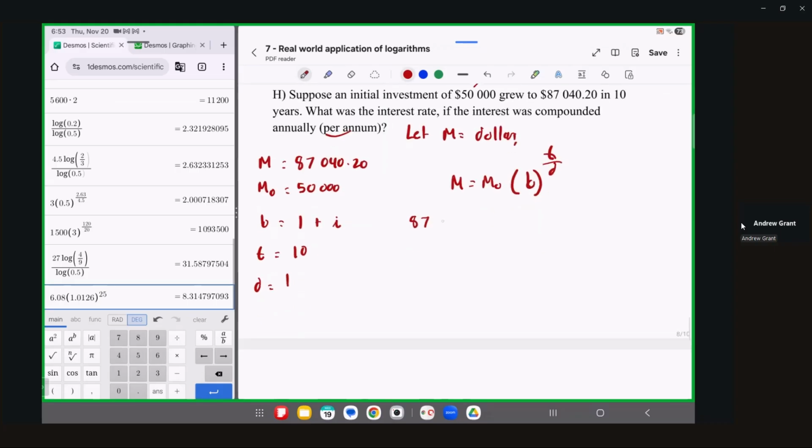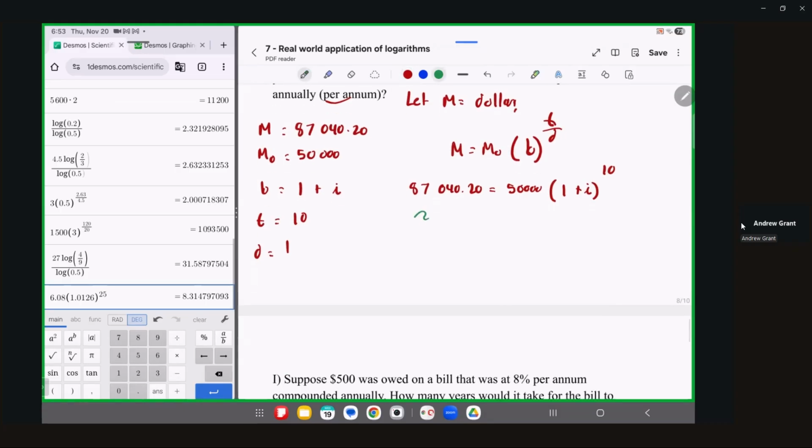And so we're going to have 87,040.20 is equal to 50,000 times B, which is going to be 1 plus I, to the power of T, which is going to be 10. So we divide both sides by 50,000. And so we get 87,040.20 divided by 50,000 is going to be equal to 1 plus I to the power of 10.